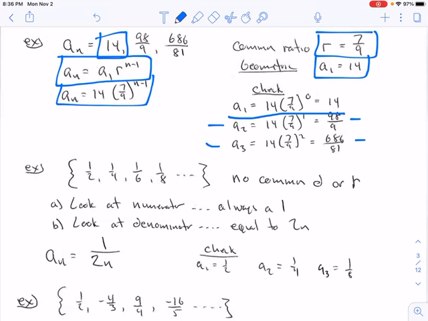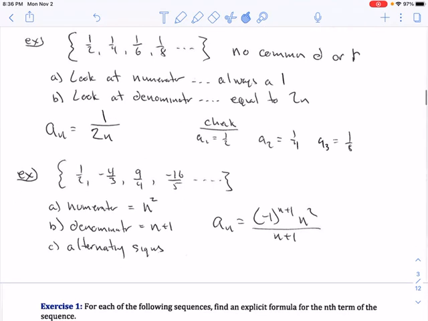In the next example, it's getting a little bit more difficult because it's not arithmetic and it's not geometric. Now you can easily see that there is not a common difference, so there's no common d and there's no common ratio. You can verify that. So the strategy that I like to use is to look at the numerator and look at the denominator independently of each other. First of all, the numerator is always 1. So that's pretty easy. The numerator of my nth term formula is just going to be 1.